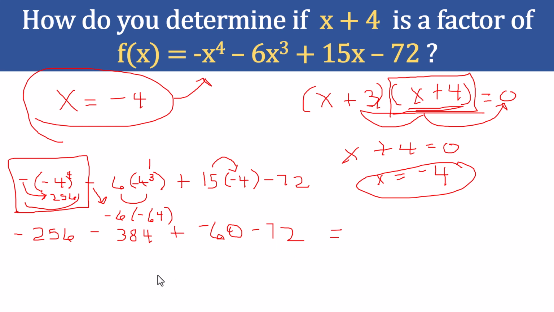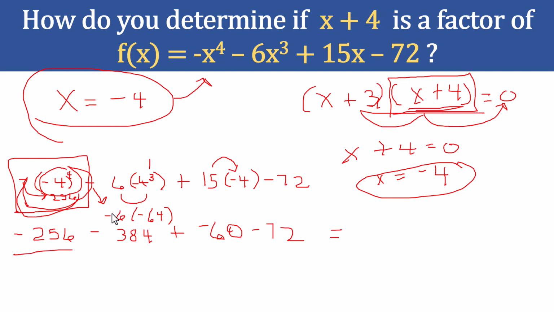Negative 256, minus 384, minus 60, minus 72. I don't even know if I did that right. I got negative 772. So let me check these signs again. We have 4 negatives. That's going to give us a positive. And then we have a negative on the outside. Okay, so that gives us negative 256.